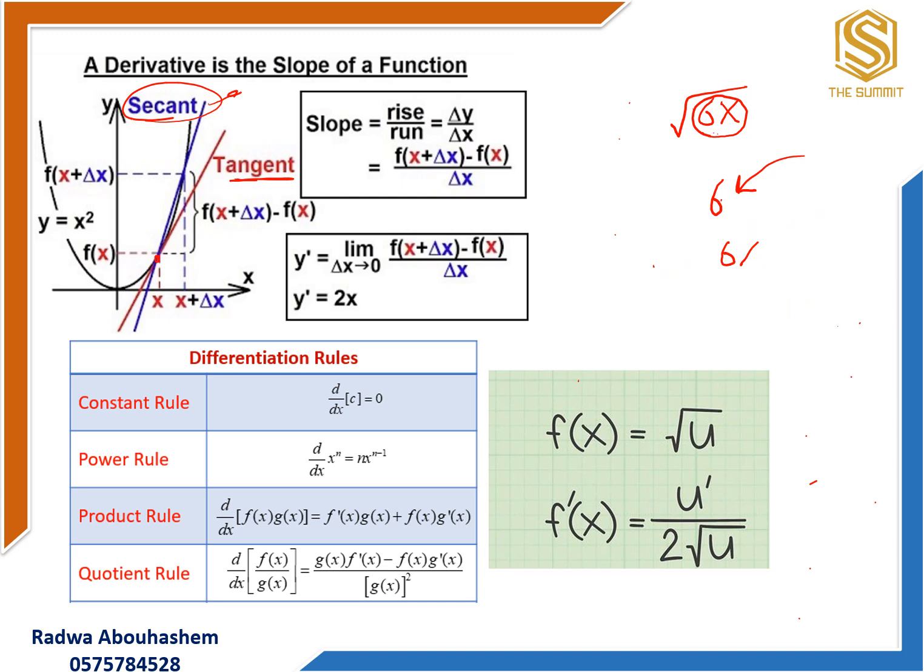Let me try with something else with you here. What about the square root of x plus 3? Here, take the derivative for whatever is here. It's 1. Okay, 2 times x plus 3, the square root of x plus 3. Okay.